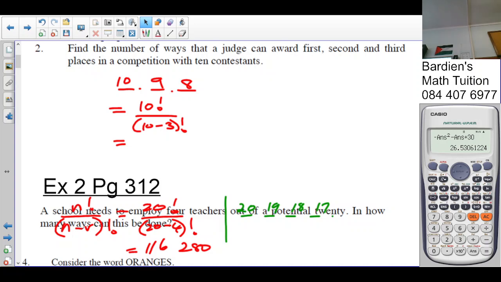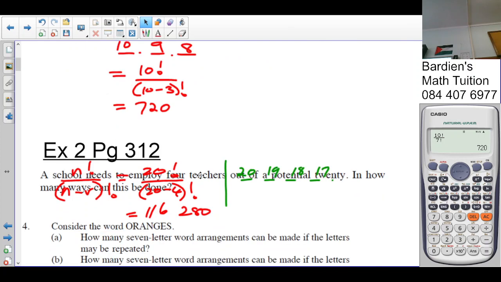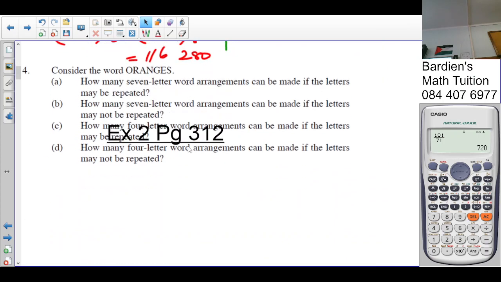Which is 10 factorial over 7 factorial. Gives you 720. You all agree with that? Let's carry on. Question 4.